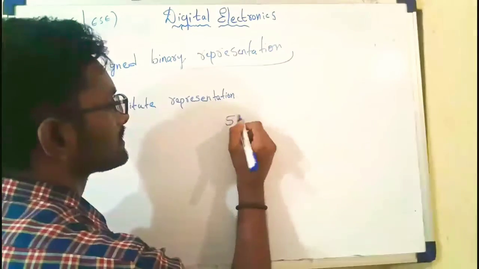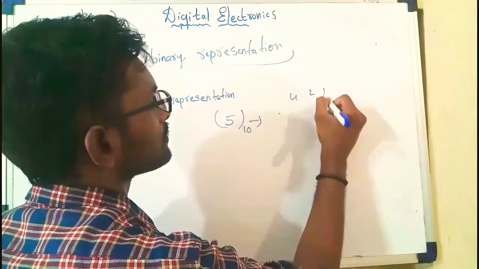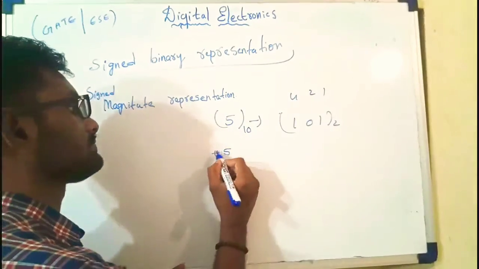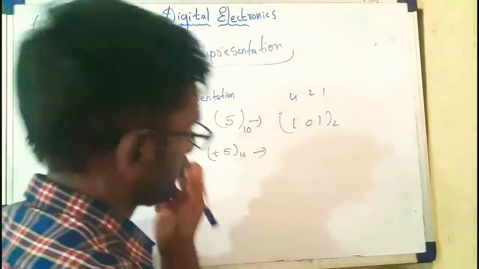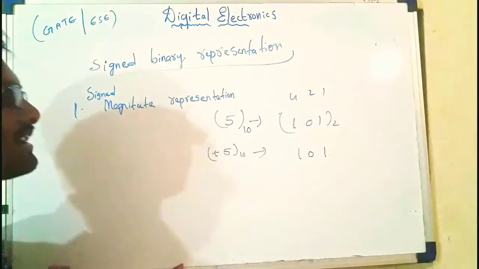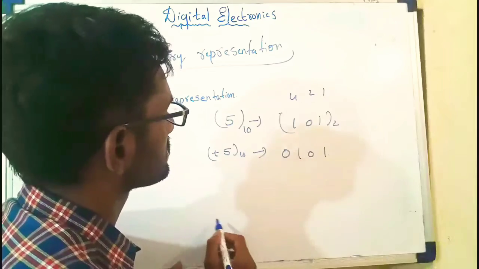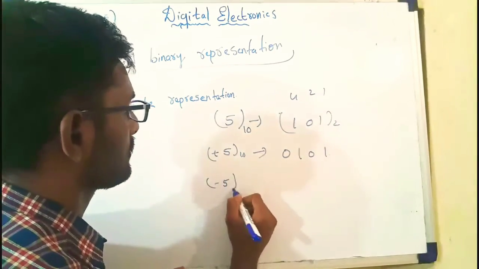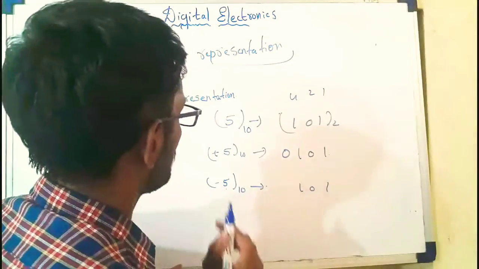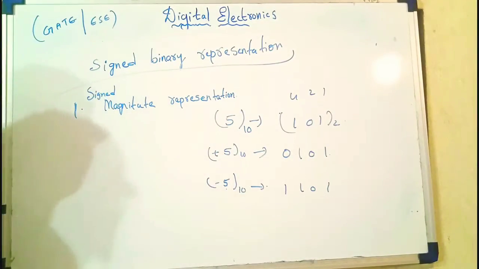Let's see an example. This is 5 base 10. This 5 is equivalent to 1, 0, 1 base 2. For plus 5, first of all we will write the binary equivalent of 5, 1, 0, 1. For plus, we will take the signed bit as 0 in magnitude representation. So this is for plus 5. For minus 5, we will take the value of 5 as 101. For minus, we are using the bit as 1. This is for the signed magnitude representation.